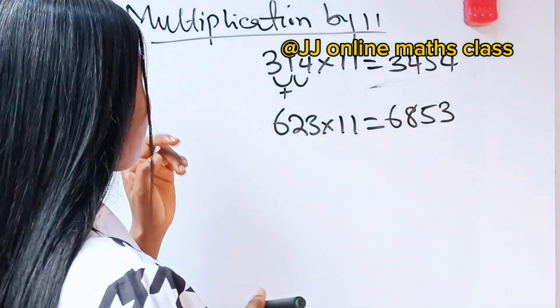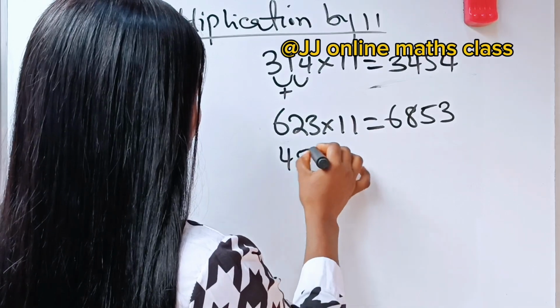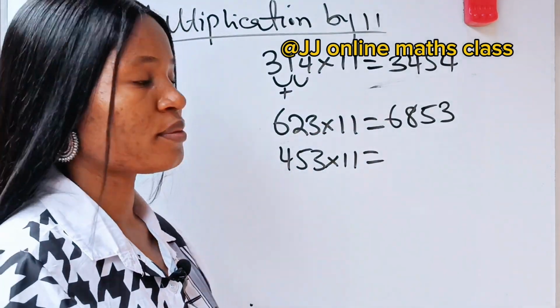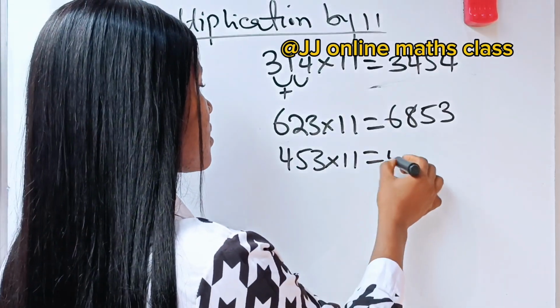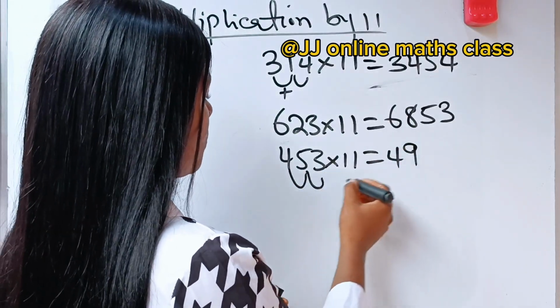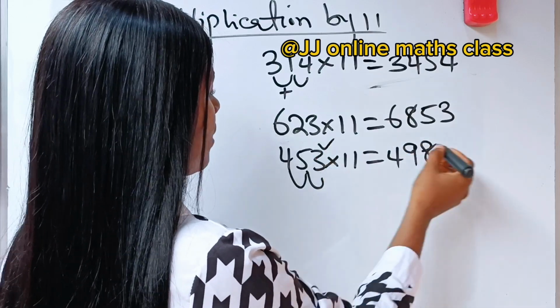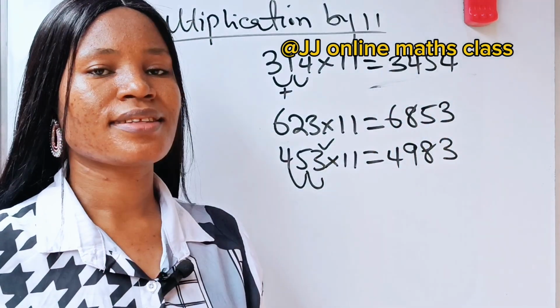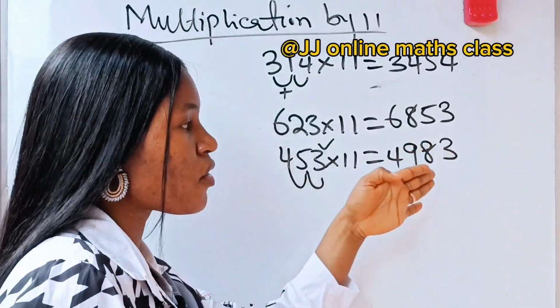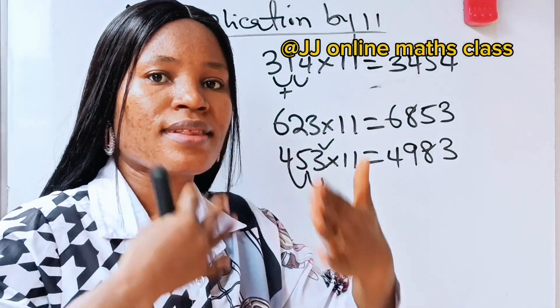One more. 453 times 11. As usual, you write the first. This plus this is 9. This plus this is 8. Then write the last number, 3. That is the solution. What if in these 3 figures we now have a tens?